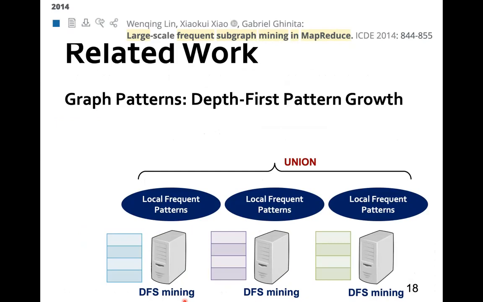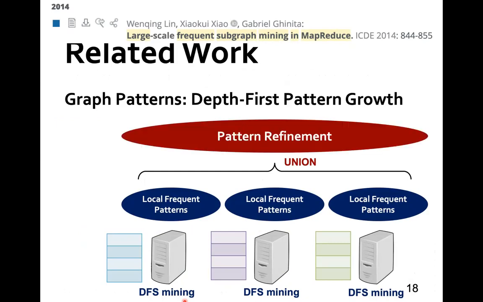These patterns are then unioned and given to the second job for refinement. This is correct because if a pattern is not frequent on all local transaction databases, it cannot be frequent globally for the whole database. The work actually also incorporates some local patterns that are below, but only slightly below the support threshold to further improve the refinement effectiveness.